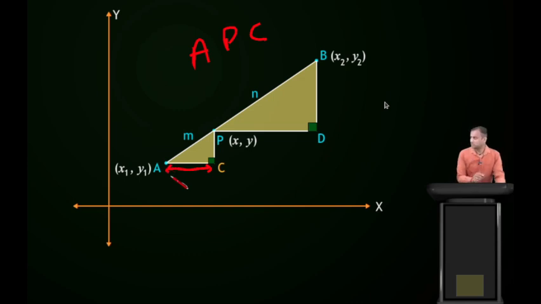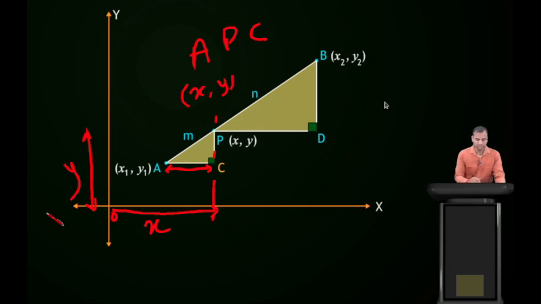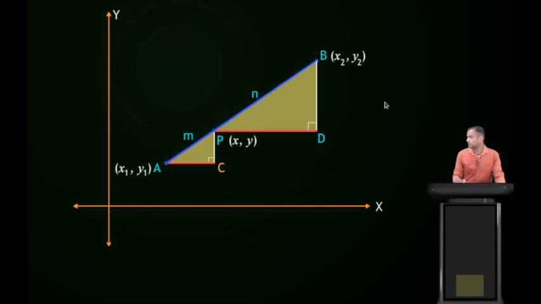Now let's look here. What is the distance of O and P? What is the coordinate of OP? Yes, very good. Because the coordinate of P is (x, y), the distance is x and this is y. So the distance of OP is x, and what is the distance of OA? It is x1. So first we have to find the distance of AC and PD.